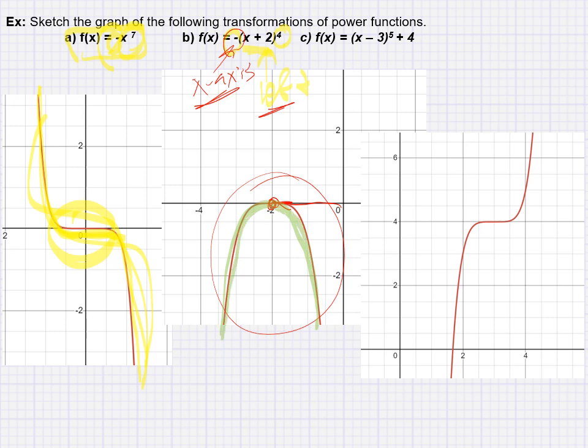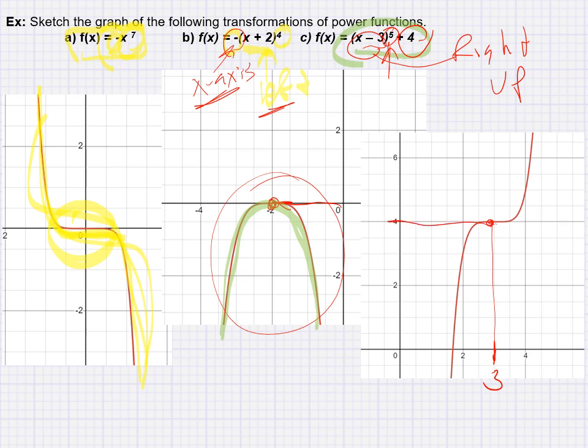Finally, we have this one right here, (x minus 3) to the 5th plus 4. The -3 on the inside means we're going to move it to the right. Okay, the plus 4 outside means we're going to move it up. There is no reflection. We have a 5th power, so it's an odd power. And so we're going to go 3 to the right, so that would be 3. And then we'll go 4 up, so that'll put us here at that 4 up.